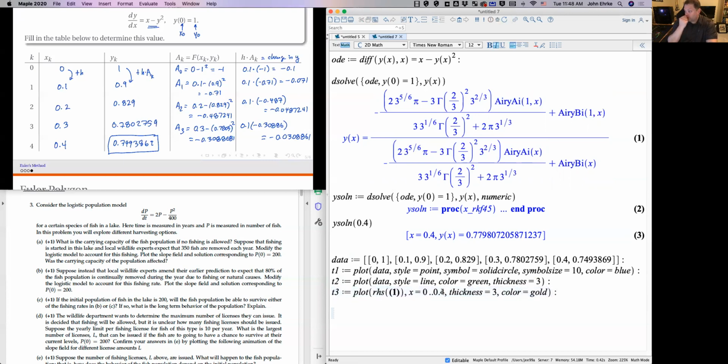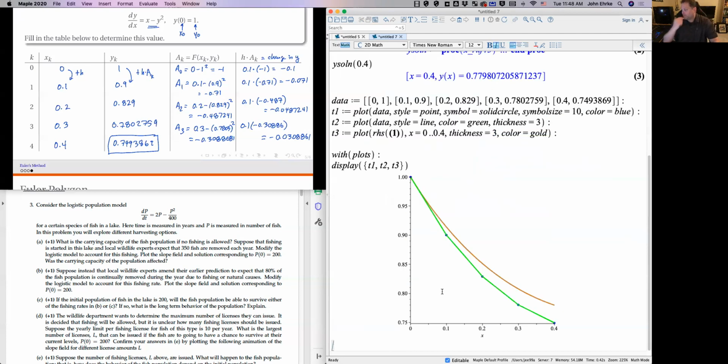All right, now that we've got all those together, I want to combine them all onto one plot, right? So remember, the way to combine plots in Maple is to use the plots package. And I want to display T1, T2, and T3, my 3 plots. And what you can see here is, here's our starting point, 0, 1. And this is our first Euler approximation, our second, our third, and our fourth. And here's how those compare to the actual answers. So this is the Euler polygon in green. This is the actual answer in gold.